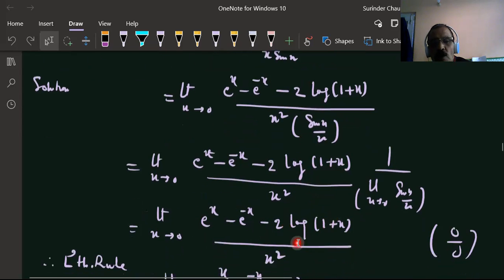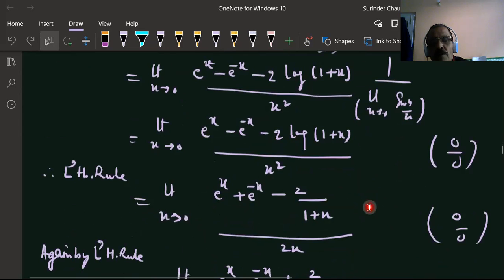This is a 0 by 0 form, so we can apply L'Hospital's rule. Here 0 by 0 form. So the derivative is 2e to the 2x plus 2e to the minus 2x minus 2 upon 1 plus x, over the derivative of x square, which is 2x. Again put x equal to 0: 2 plus 2 minus 2, that is 2 upon 0, a 0 by 0 form.